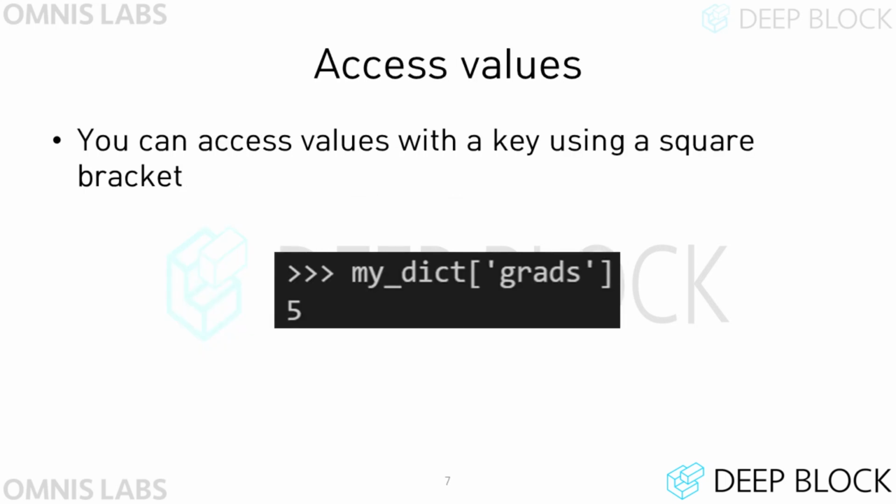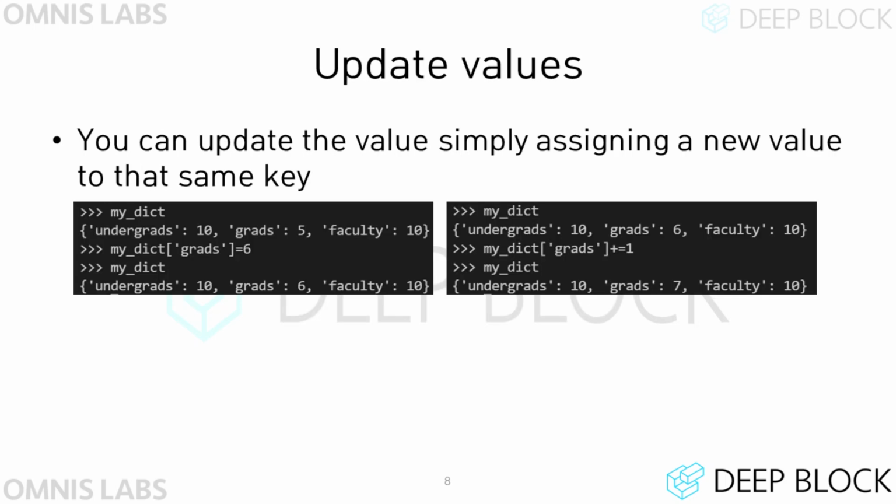If you know the key, you can access the value associated with that key. For example, if you want to know the value associated with the grads key in the dictionary mydict, you can access the value as shown in the slide. Just like accessing elements using square brackets and an index in string, list, tuple, when accessing any value among items in the dictionary, just put the key in square brackets. As explained earlier, to update the value associated with a key, simply assign a new value.